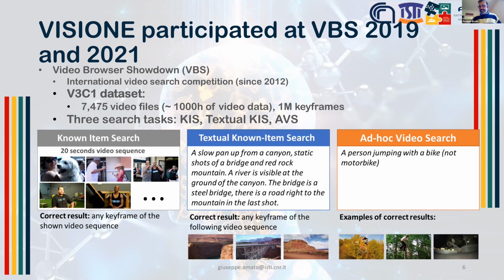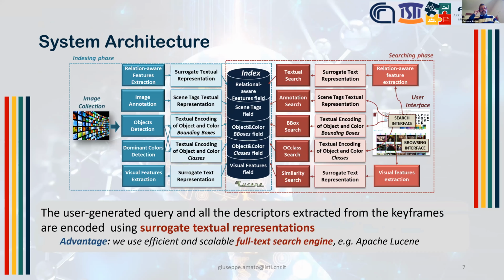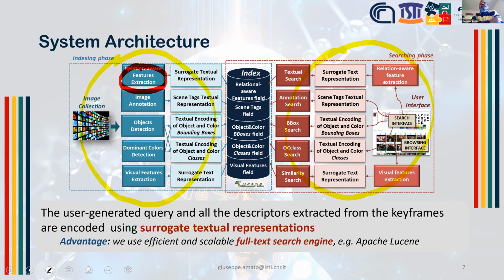Okay, this is the overall architecture of the Visione system. On the left side, you see the components that are used in the indexing phase. So when you insert videos in the database, or when you process a video database and you want to extract information to be used for searching. And in the right part, you see the components that are used for searching. So we have a component which is used to extract information from keyframes, taking into consideration also relationships between objects appearing in the scene. A component for automatic image annotation, a component for object detection, dominant color detection, of course, and also visual feature extraction.